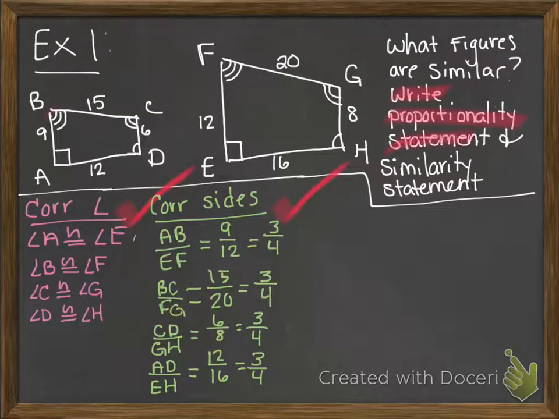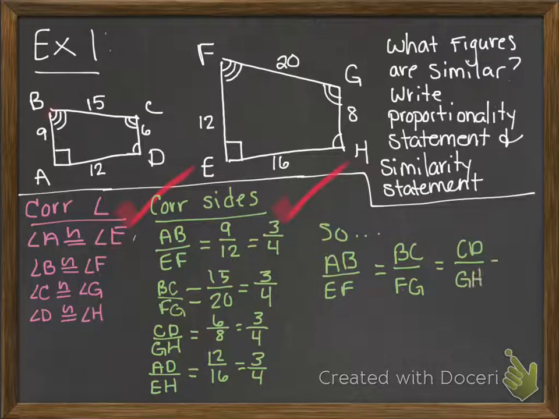This is where we're going to go and write our proportionality statement. All that is saying is that all my ratios are equal. So that's all I'm going to say right now. AB over EF is equal to BC over FG, which equals CD over GH. And last but not least, I know that equals AD over EH.